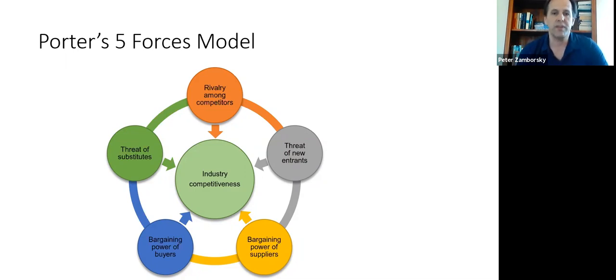So Mike Porter's model, we won't get into too much detail, but in terms of its substance, it's kind of an industry-based view that looks at industry structure, industry competitiveness. Some industries are much more fiercely competitive and harder to make a profit in, while other industries perhaps are less impacted by fierce competition.